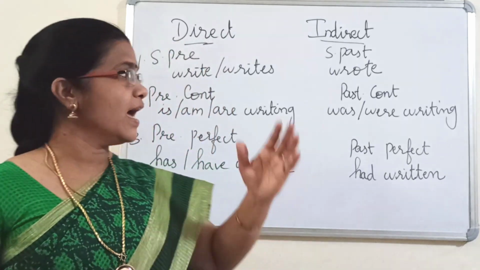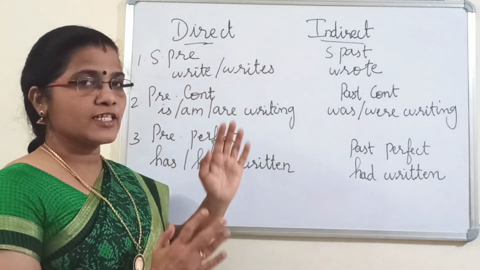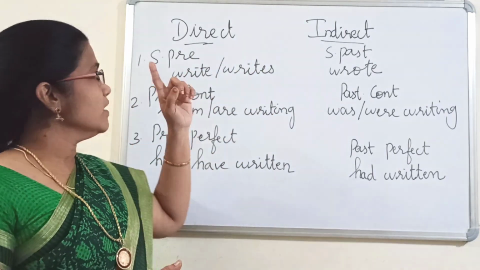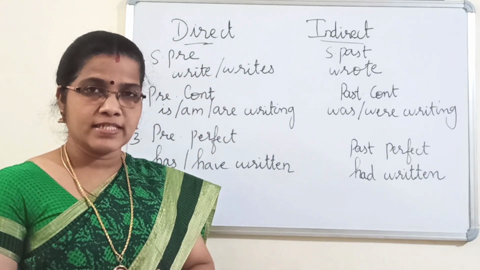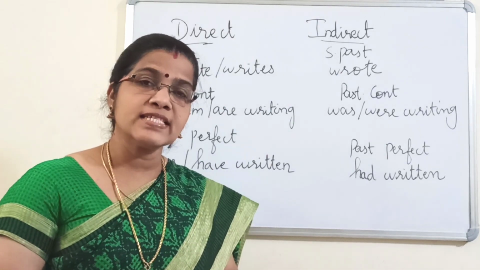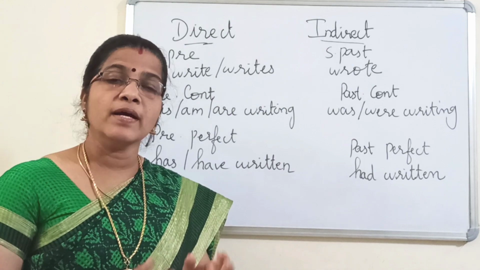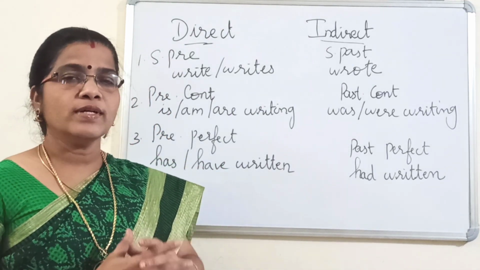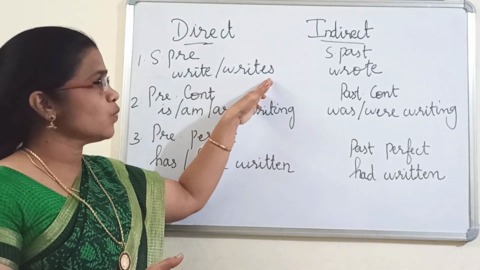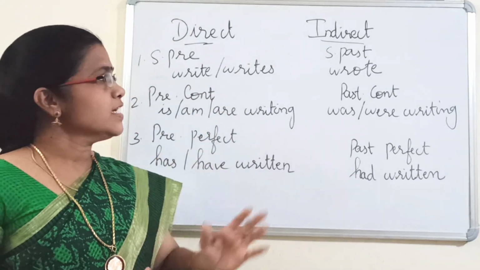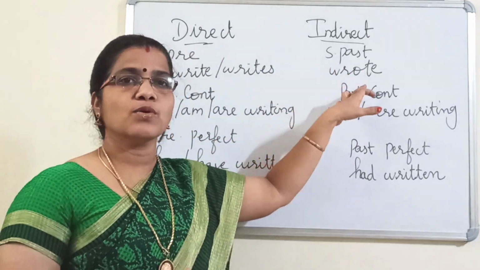So here I have a table for you to understand it very clearly. Look at this direct and indirect speech. How do you change the tense forms? The very first one, simple present tense. When you get simple present tense in direct speech, it will change to simple past tense in indirect speech. For that I have given you an example. Let us consider the verb write or writes. How does the verb write appear in simple present tense form? Without s or with s, write or writes. You change that into simple past tense form, that is W-R-O-T-E, wrote.